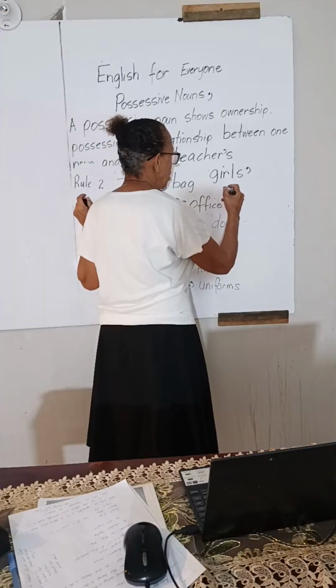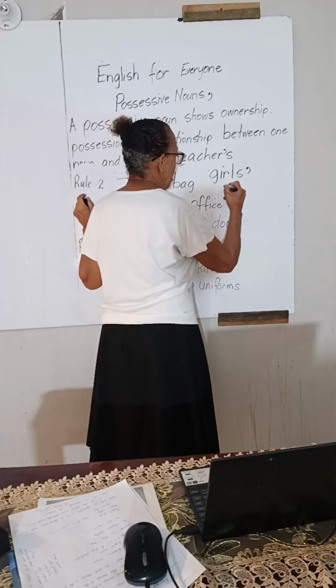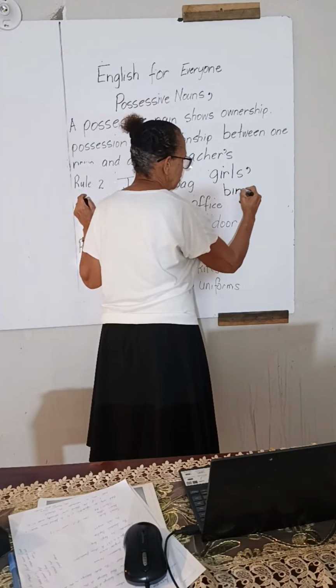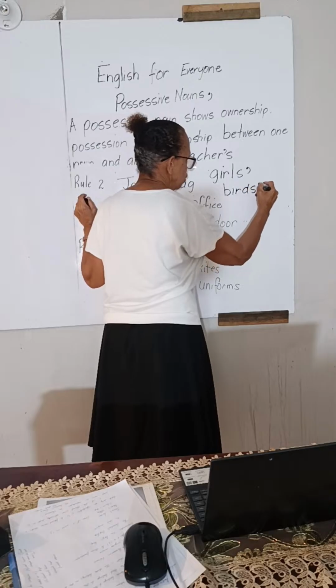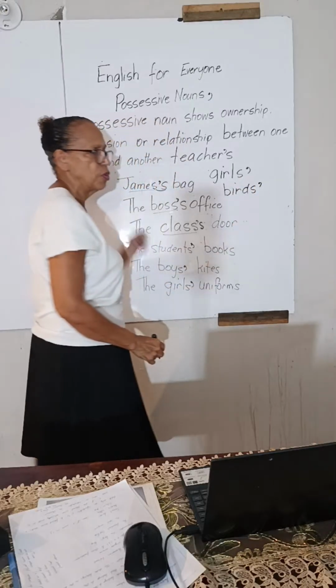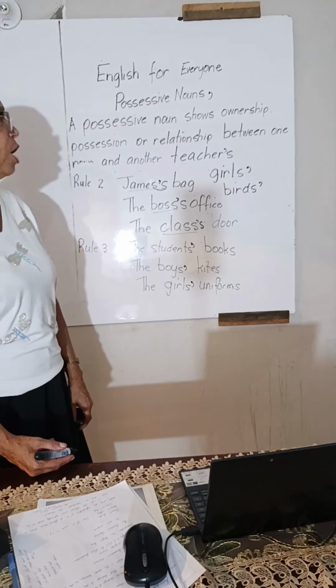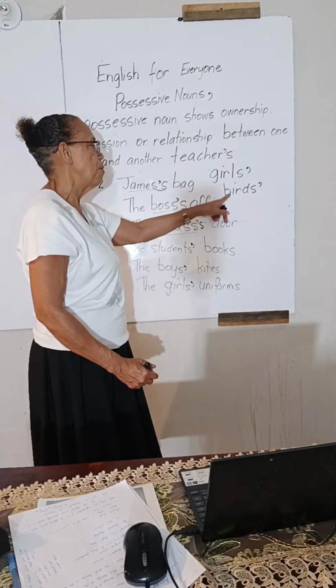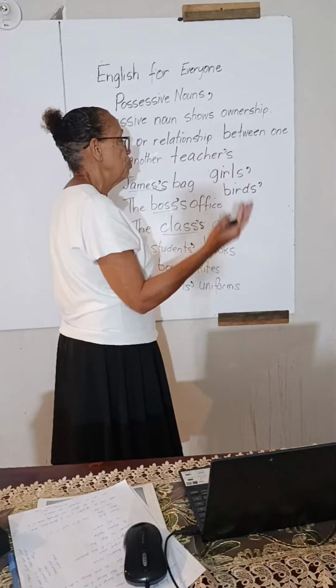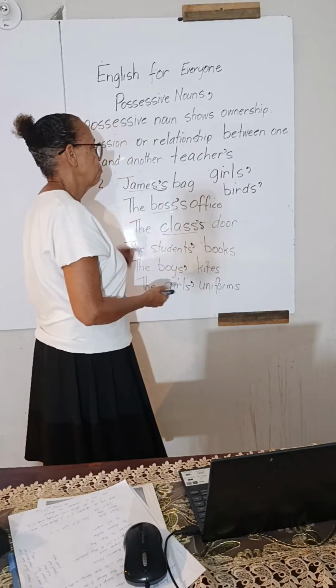If I see the word birds, and I see the apostrophe on the outside, I know that they're talking about more than one bird. It could be 2, 3, 4.